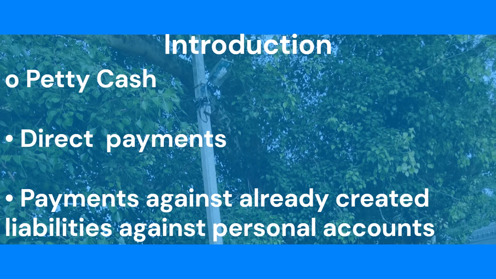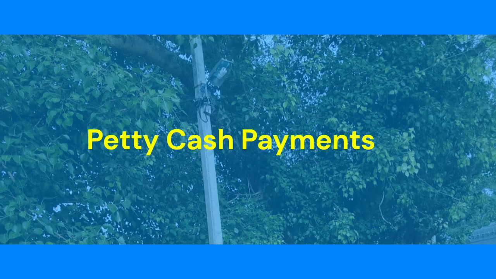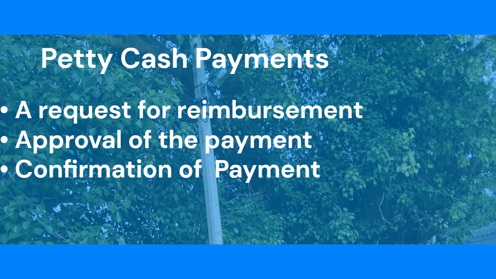These payments are approved when the products and services are received, and it is only a timing of payment. This involves 3 steps. A request for reimbursement. This can be initiated into the system by the requester or by another person on his behalf, as the requester does not have access to the system.